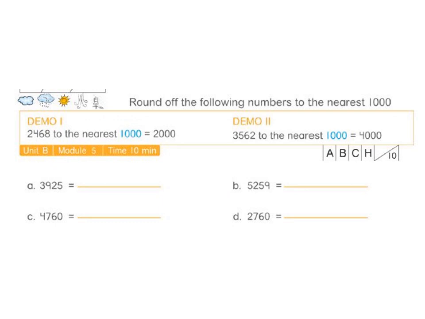So here we have to round off the numbers to the nearest 1000. So what do we do to round off the number to the nearest 1000? We concentrate on the third digit from the right hand side, that means the hundreds place.